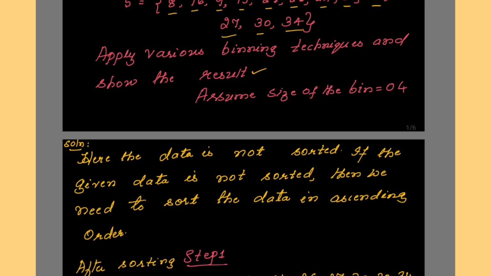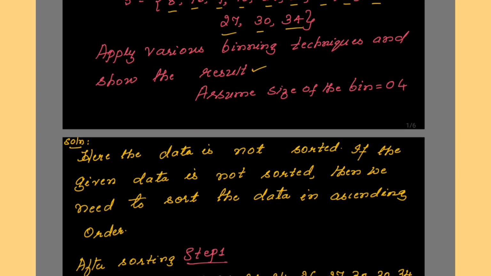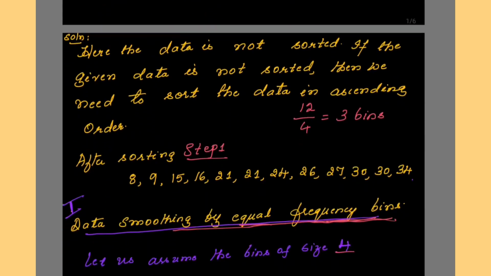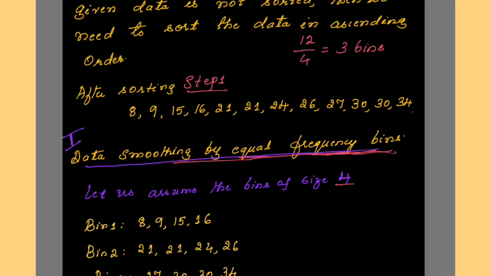Whatever the total number of elements given, you have to check how many bins you can form. Presently for this numerical, you are given 12 elements and the size of the bin is 4, so you will have 3 bins. You have to now place the elements in each bin. In the equal frequency bin method, you take the sorted list and separate out the first 4 elements, which go in bin 1. The next 4 elements will go in bin 2, and the last 4 elements will go in bin 3.